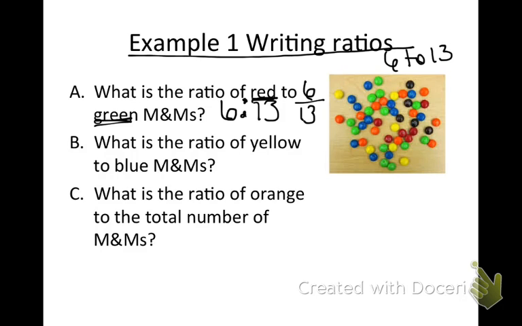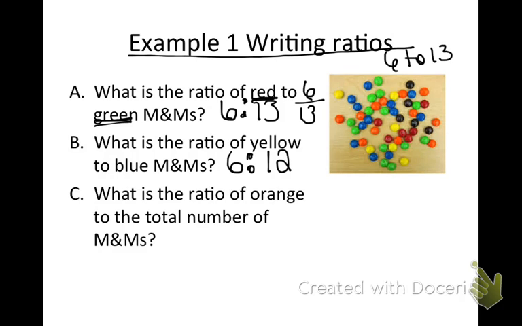All right. What is the ratio of yellow to blue M&Ms? So now we're going to have to count the yellow. 1, 2, 3, 4, 5, 6 yellow. And how many blue? 1, 2, 3, 4, 5, 6, 7, 8, 9, 10. Oh, I think it's 12.